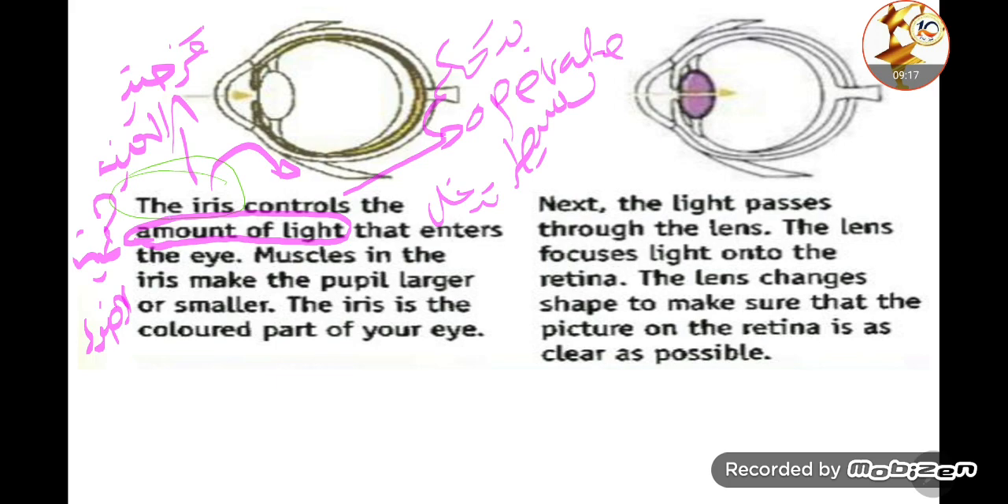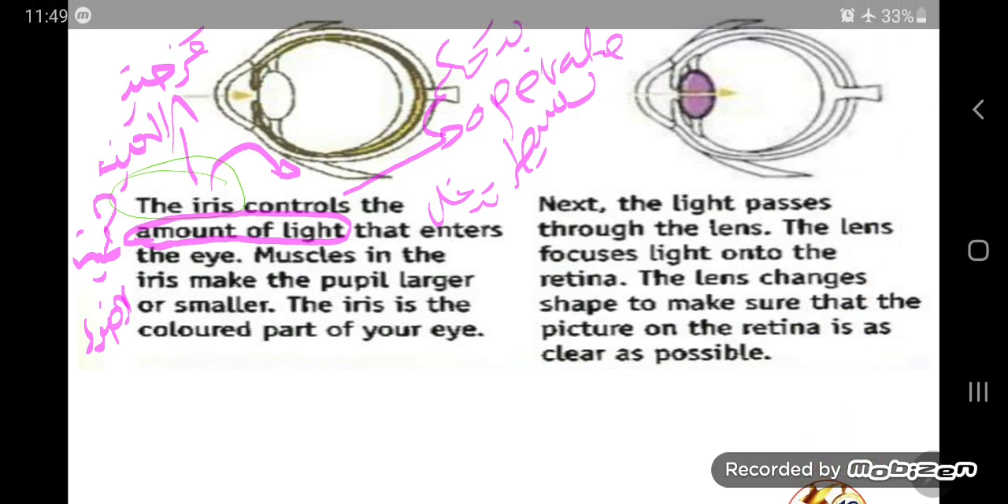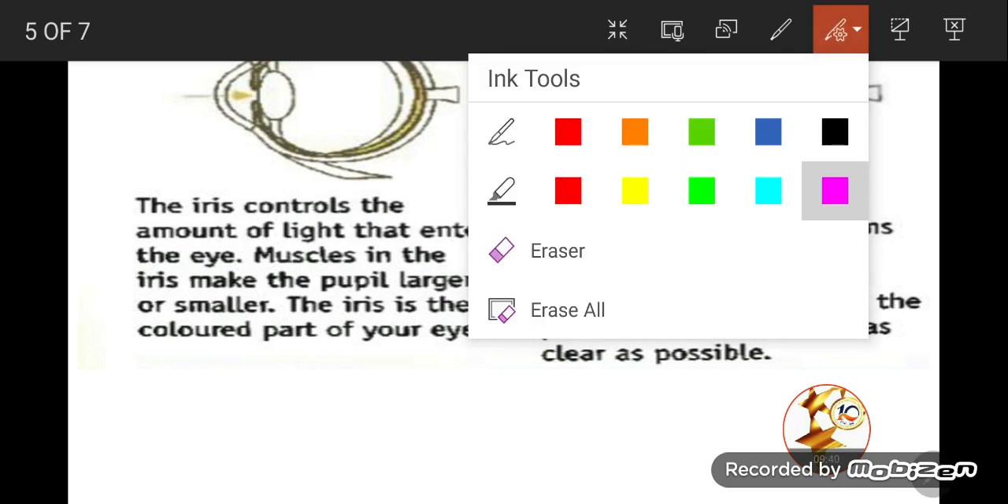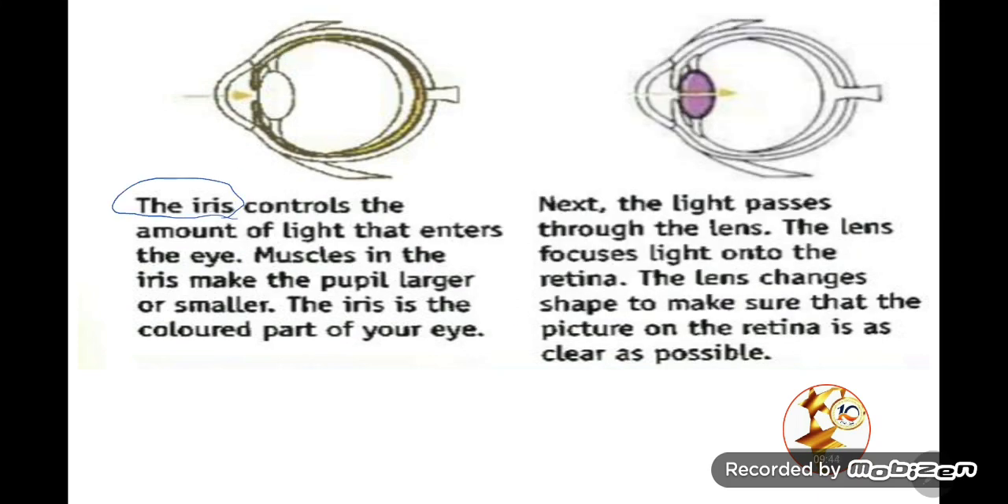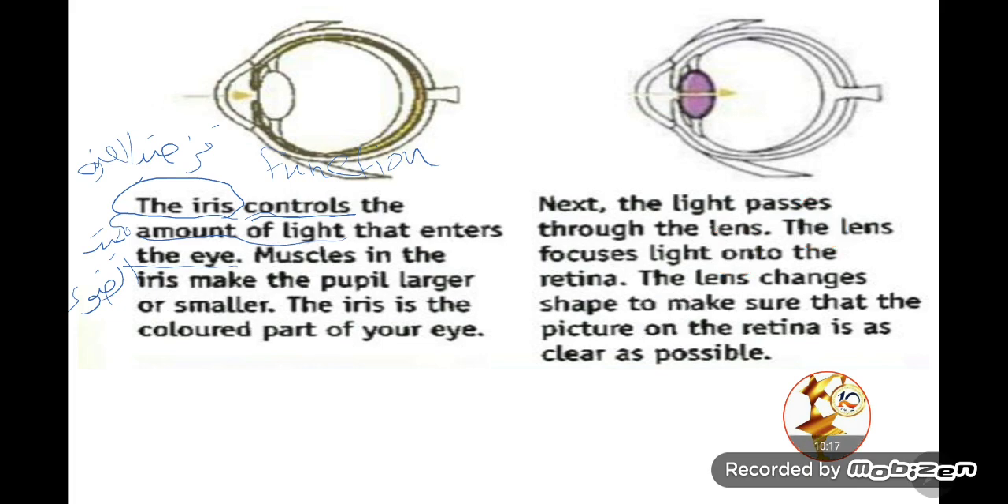So if I asked you what does the iris control, or what is the function, the purpose, or the job of the iris in your eyes, you would tell me that it controls the amount of light that enters your eye. So it controls the amount of light that enters your eye. We said the iris is the coloured part, and its function is that it controls the amount of light that enters the eyes.